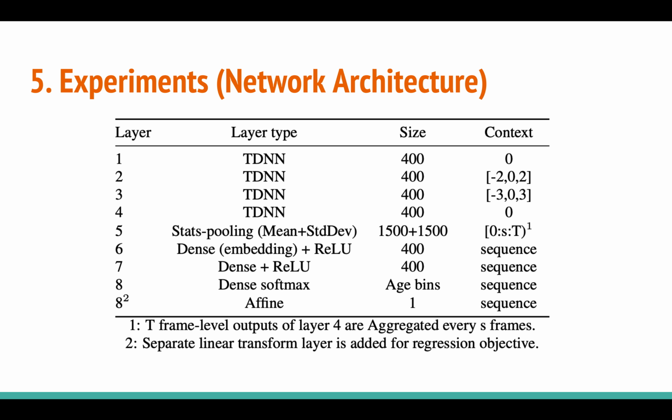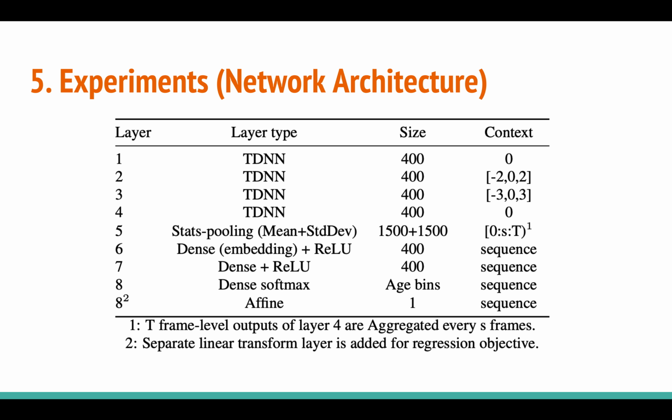They have 4 layers of TDNN, which, as I said, is a time delay neural network. The first layer is a 400 size hidden layer with no context, which means every frame is processed. The second layer takes a context of 5, which is -2, 0, 2. The third layer takes -3, 0 and 3. And the fourth layer does not take any context.